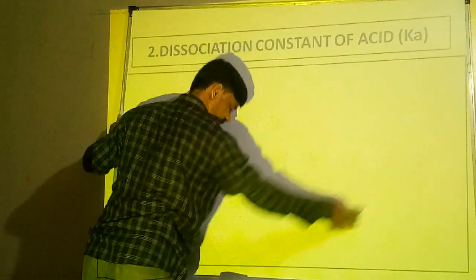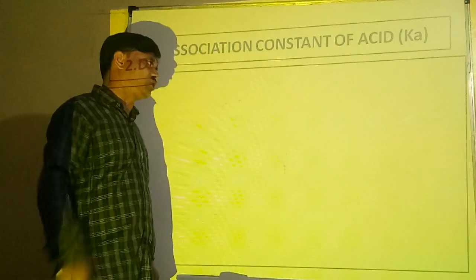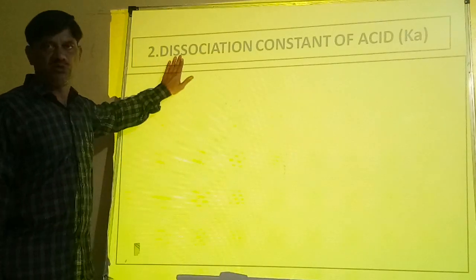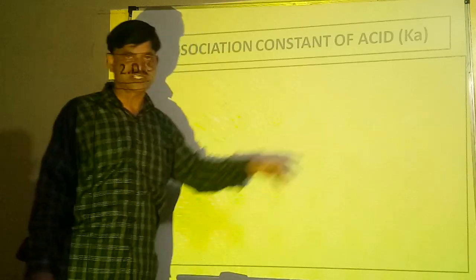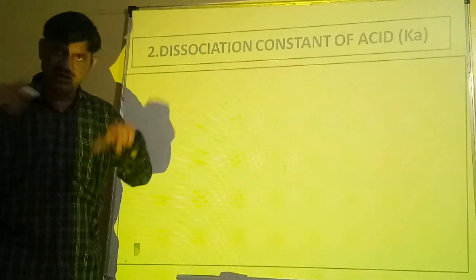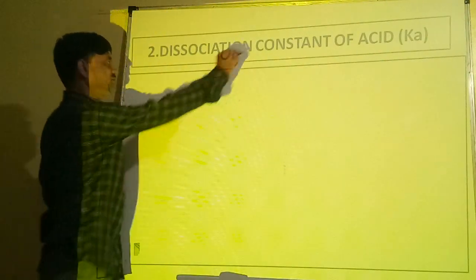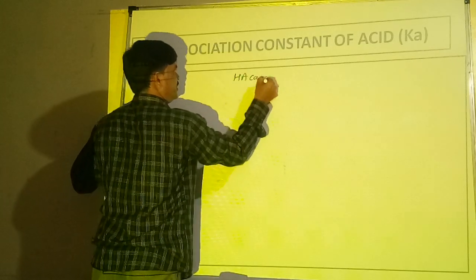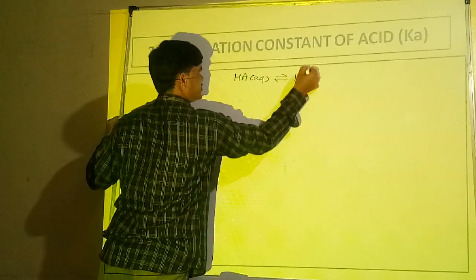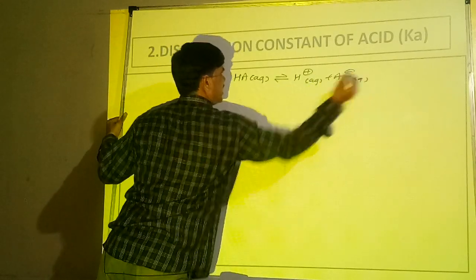Now shift towards the second term. We are mainly dealing with acids and bases in addition to salts in this chapter. So which constant are we going to discuss here? Dissociation constant of acid, denoted on paper as Ka. So that in a parallel manner you can easily explain Kb, the constant for base. Suppose we write HA. It dissociates partly as it is a weak acid: H plus aqueous plus A minus aqueous.